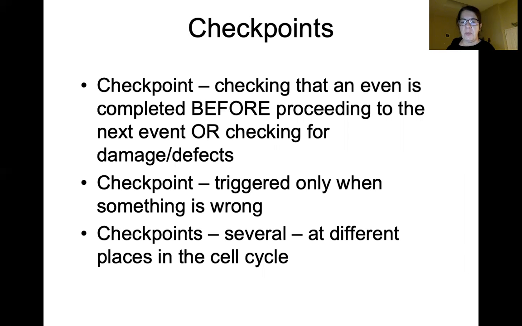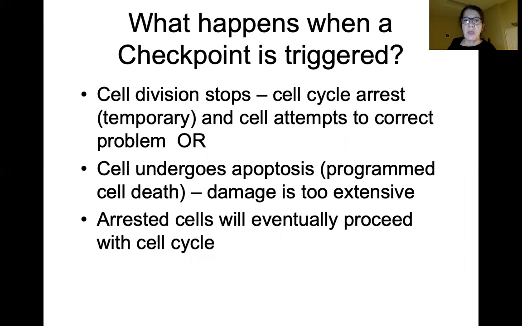That's what a checkpoint means. So the checkpoint is triggered only when something's wrong. And there's checkpoints at several different places in the cell cycle. So what happens when a checkpoint is triggered? It's basically like you're riding the train, you pull the emergency brake, and the train will stop.